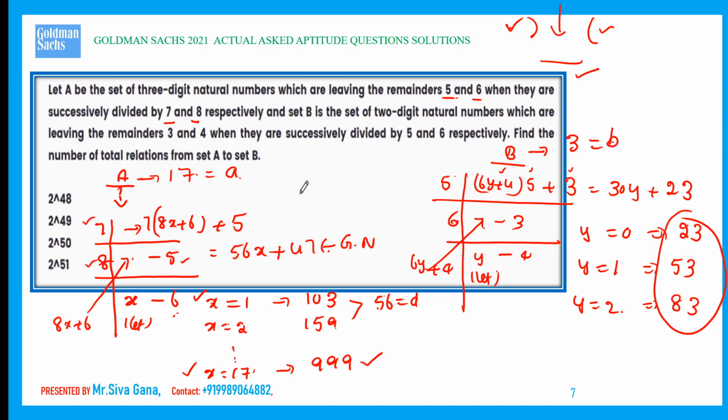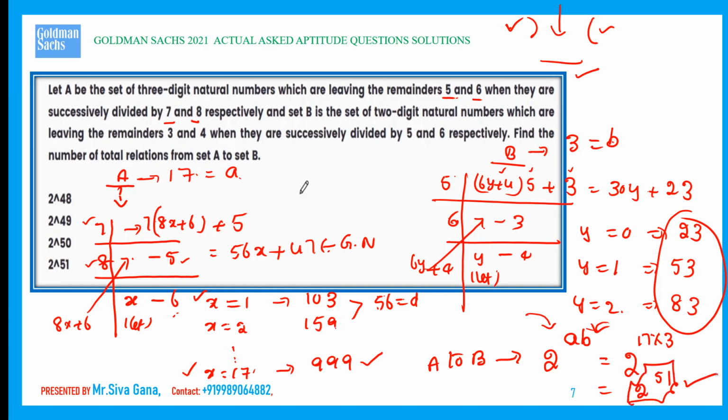Now the number of total relations from set A to set B is nothing but 2 power a into b. Remember, very important: the number of relations from set A to set B is 2 power ab, where a is the number of terms in set A and b is the number of terms in set B. Here a is 17, b is 3, which is 2 power 51. Beautiful question, which blended the topics of successive division as well as set theory.